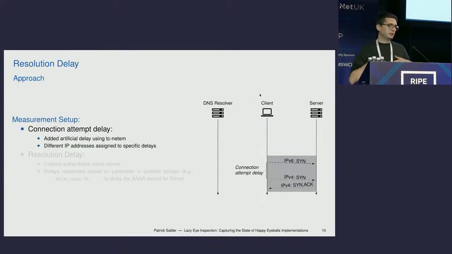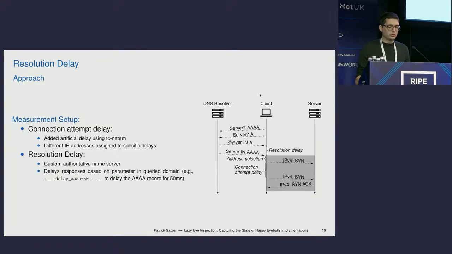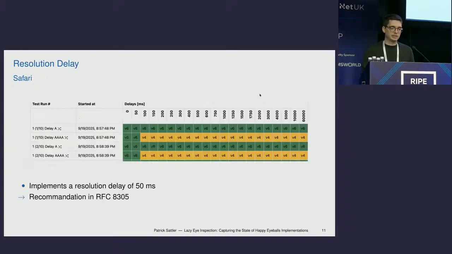Now, this was the connection attempt delay, where IPv6 was raced against IPv4. Going over to the resolution delay, what we did is we implemented a custom resolver, and we encode the resource record type and the delay in the domain name. And our name server then delays the response by what is configured in the domain name. This way we can then check what the client connects to.